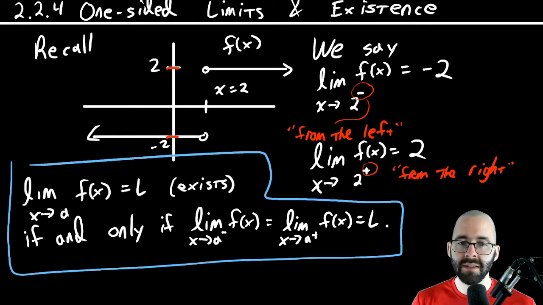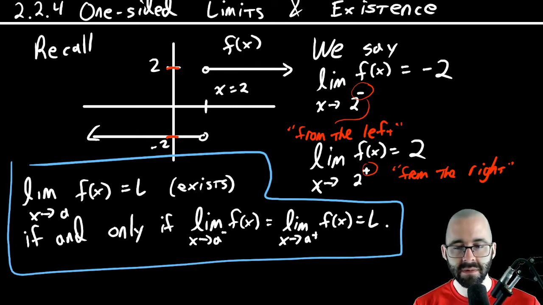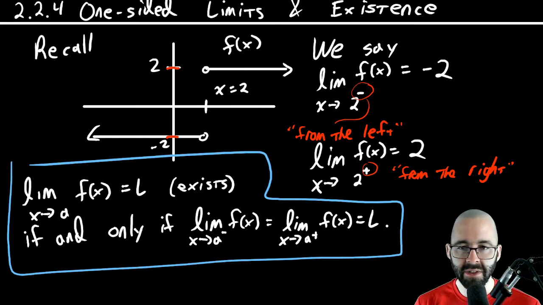So what does this mean? There's a lot of math here. This means that the limit exists if and only if it's the same from the left as it is from the right. The limit only exists if the limit's the same from the left and from the right.